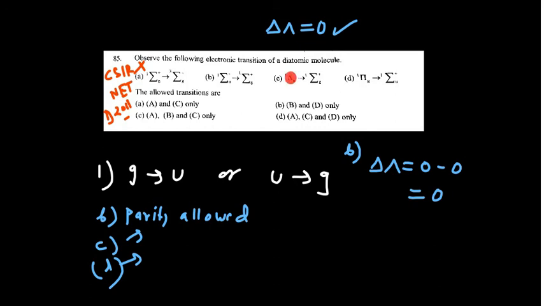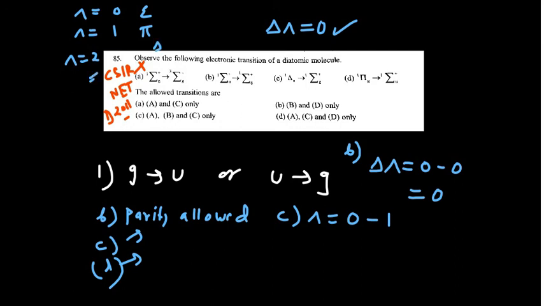In the second case, if you go for C, for C the transition is happening from sigma zero to delta 1. Okay, this is delta 1. So let us check whether it is allowed or not. See, this is 0, that means lambda equals 0, then lambda equals 1, then lambda equals 2. This is for sigma, this is for pi, and this is for delta.